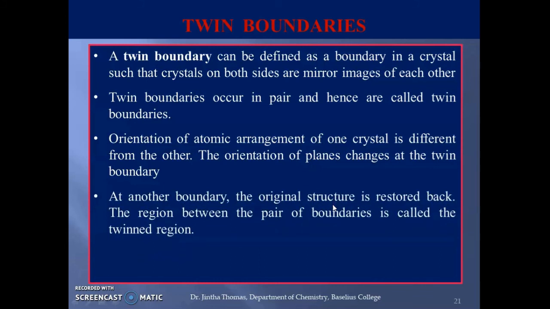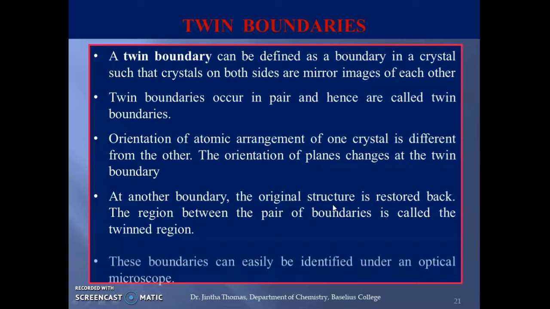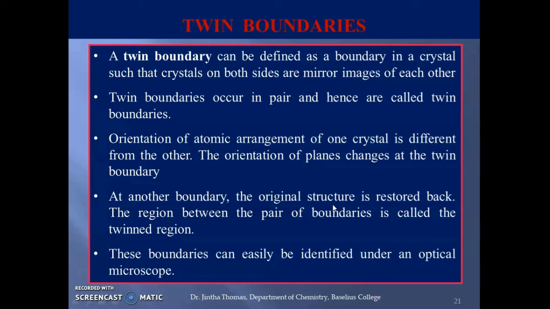At another boundary, the original structure is restored back. The region between the pair of boundaries is called as the twinned region. These boundaries can easily be identified under an optical microscope. If you view such crystals through an optical microscope, we can clearly see the occurrence of twin boundaries.